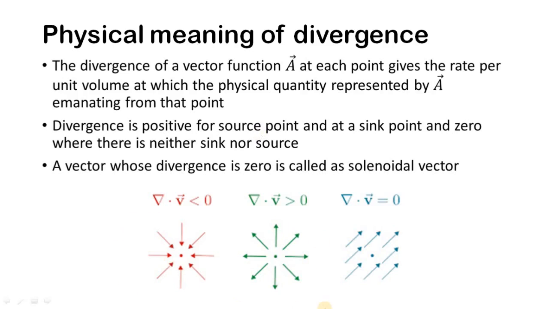We can understand that using this particular figure here. First let us consider this. If you observe this particular figure, here this is the point and the field is going away from that particular point, or it is heading away from that particular point, and therefore the divergence is positive, or greater than 0. Thus this point acts as the source of the field.